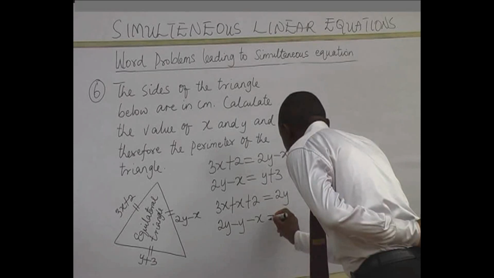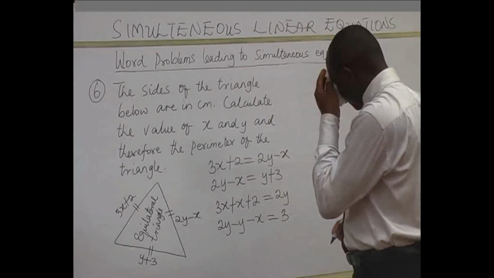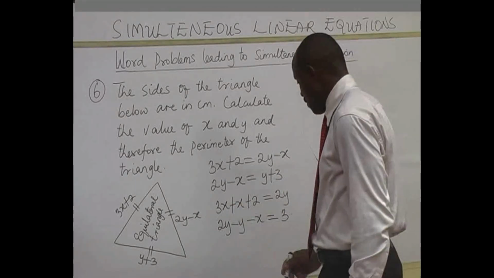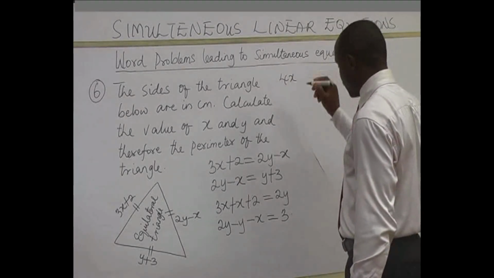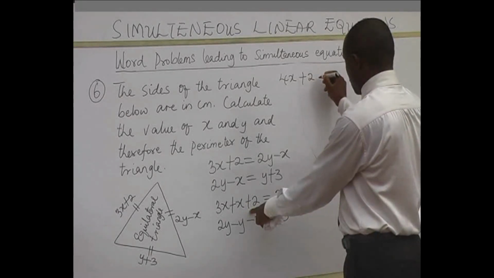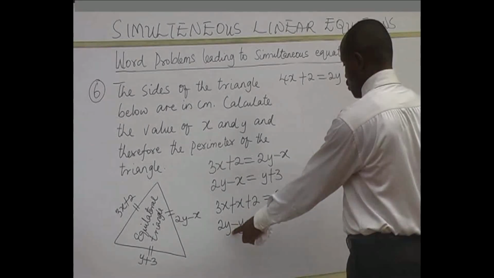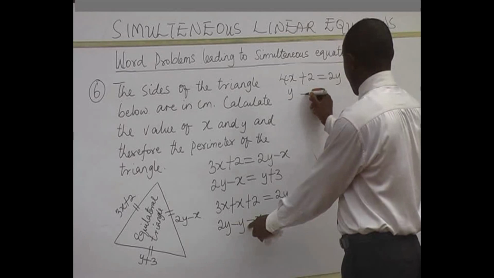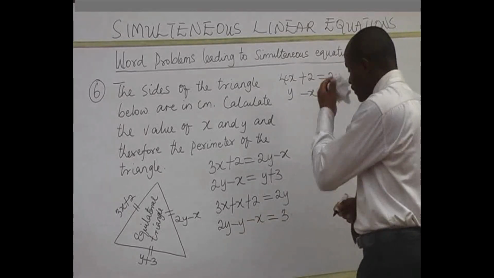Here is now equal to, let's read 3 this side. 3x plus x will give you 4x. So we have 4x plus 2 is equal to 2y. 2y minus y will give you y. Then minus x is equal to 3.